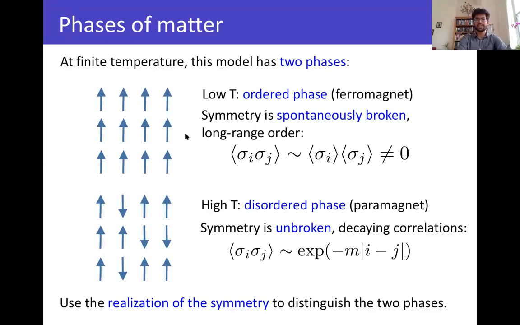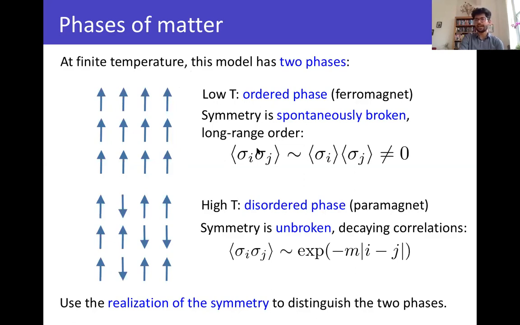And an important point is that the symmetry here is spontaneously broken, right? Because all of the spins are pointing up and they're not pointing down. So the fancy way to say that is that there is long range order in the system. This spin is very correlated with this spin because they both know that they're up.